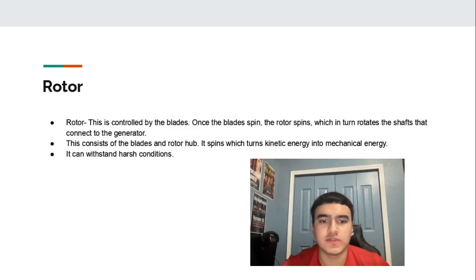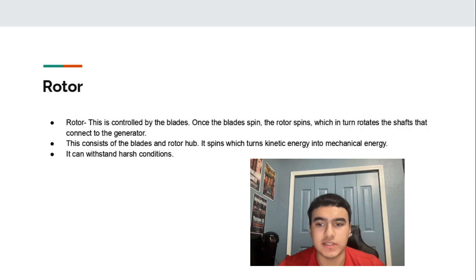So for part requirements, we must talk about both the rotor and the blades. The rotor is controlled by the blades, and once the blades spin, the rotor spins, which leads to the rotation of the shafts that are connected to the generator. The rotor is designed with materials that can withstand the harshest of conditions.